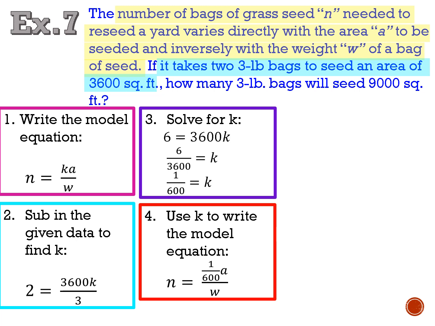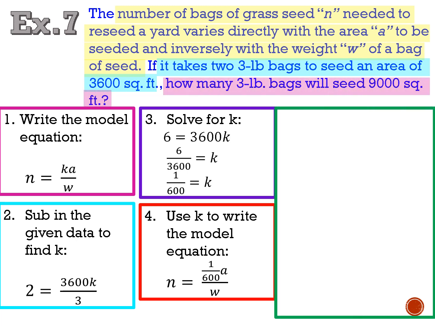Okay, so it wants to know how many 3-pound bags will seed an area of 9,000 square feet. So it wants to know N because it wants how many. The weight is still 3, and the area, the A, is 9,000. So now that I've got my model equation, I plug in the known quantities. I know W is going to be 3, and I know A is going to be 9,000.